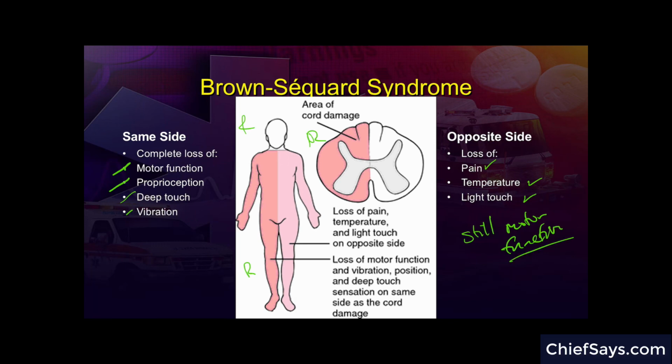And again, this is going to be a hemitransection, so one side versus the other. All right, that wraps up the majority of our primary and secondary types of cord injury, and included a discussion on complete and partial cord transection and the different types of signs and symptoms that result from them.